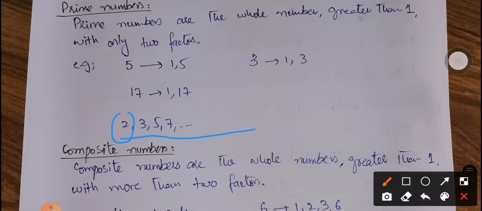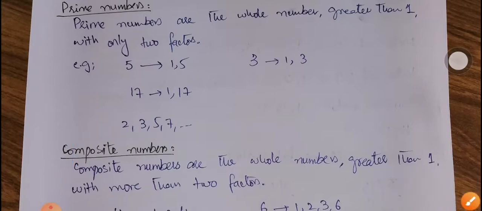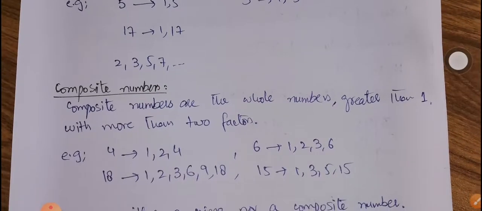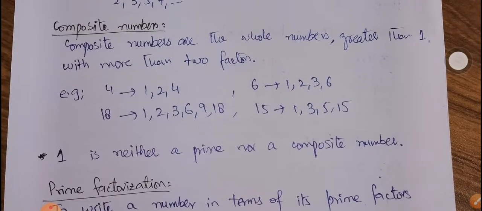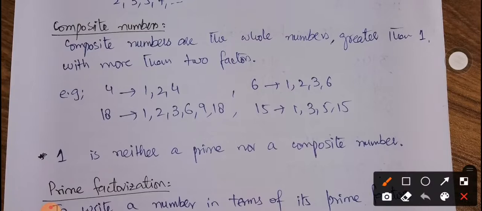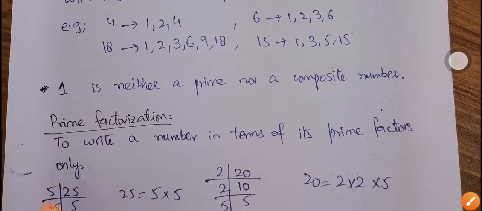Next we have composite numbers. Composite numbers are whole numbers greater than 1 with more than 2 factors. So the condition for prime numbers is that we must have only 2 factors, and for composite numbers we must have more than 2 factors. For example, 4, 6, 18, 15, these are all composite numbers. Now 1 is neither a prime number nor a composite number, because when we talk about the factors of 1, we have only one factor, which is 1. That's why 1 cannot be included in the prime numbers as well as in the composite numbers.